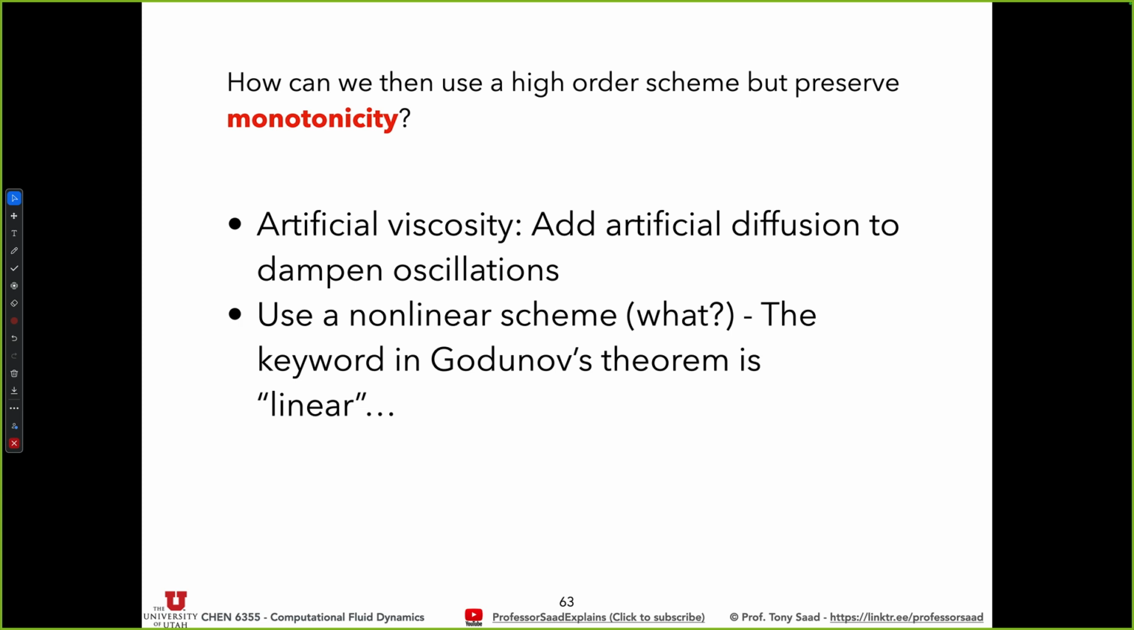The keyword that you might have missed in Godunov's theorem is linear. Godunov's theorem says that for linear finite difference schemes, at best you can be first order. But what the heck is a nonlinear finite difference scheme? Can we even think of one? Well, if you're approximating derivatives, these rise over run approximations are all linear. There's nothing complicated about them, right? So how can we create nonlinear schemes?